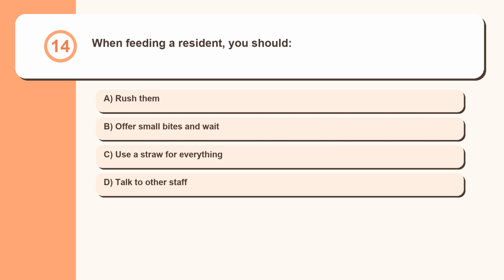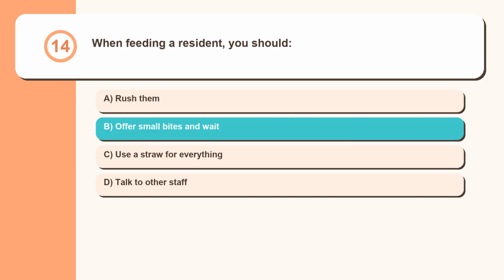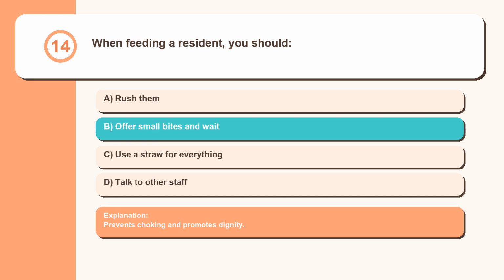Question 14. When feeding a resident, you should rush them. Offer small bites and wait. Use a straw for everything. Talk to other staff. Prevents choking and promotes dignity.